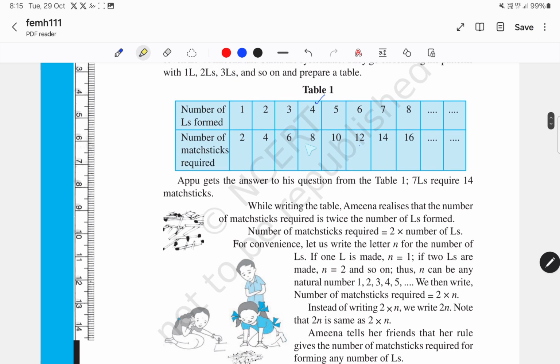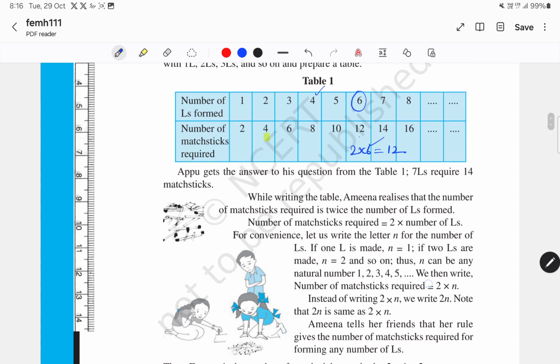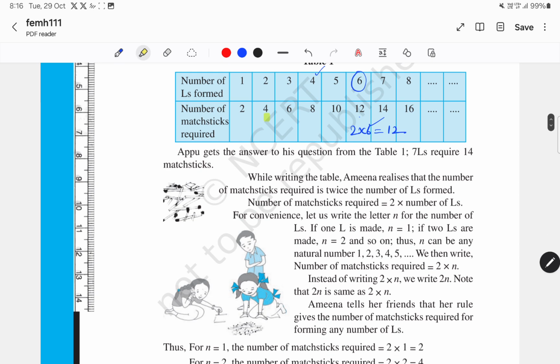So here we realize that the number of matchsticks required is twice the number of L's formed. For example, here 4 matchsticks are required for 2 L's. When we require 6 L's, 2 times 6 is 12. So the number of matchsticks required is twice the number of L's. Number of matchsticks required is equal to 2 times the number of L's.